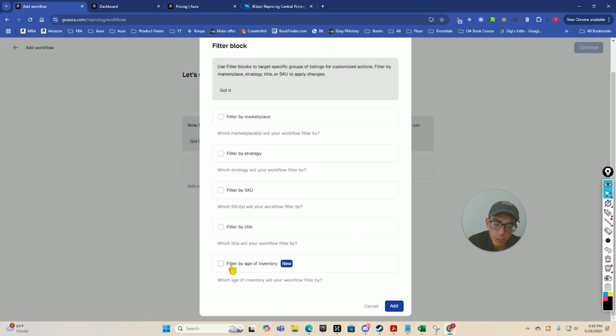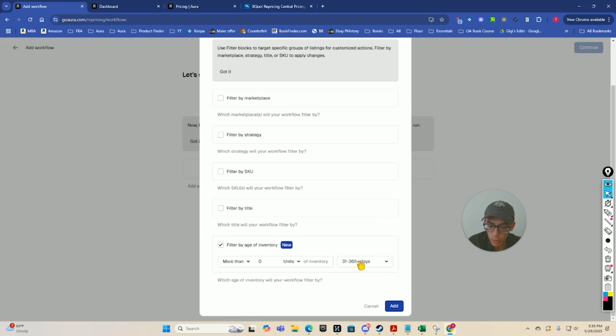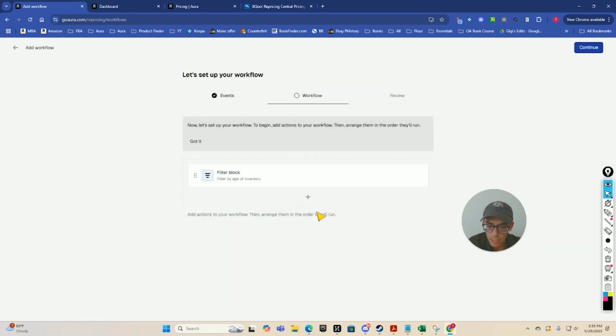What we want to do is filter by the age of inventory. So click on this age of inventory button. And what we're going to say is that whatever we have more than 0 units of, meaning whatever we have in inventory, at least 1 unit of or more, we specifically want to have 0 to 30 days, 31 to 60 days, and 61 to 90 days selected. In other words, we're going to set up our rule for the first 3 months. Okay, so once you've got the first 3 months selected, click on add.